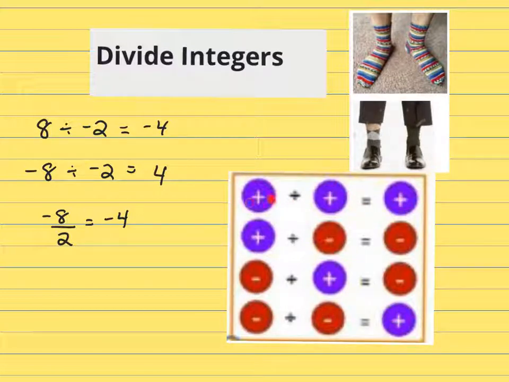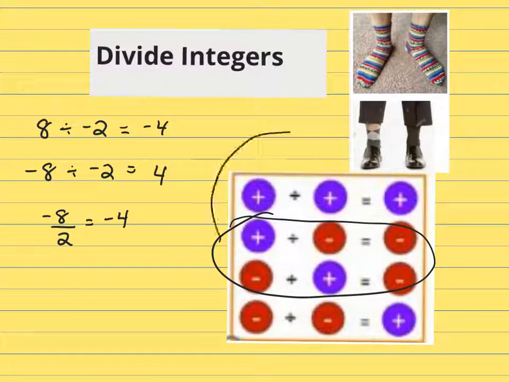So these at the top, the signs match, so it's a positive thing. The socks match, it's a positive thing. And these at the bottom, if the socks do not match, like this, I've taught you, it's a negative thing.